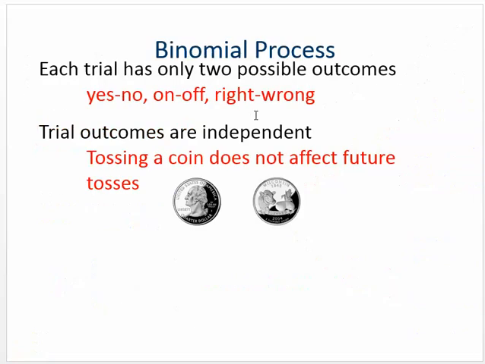Okay, the binomial process. Each trial has only two possible outcomes: yes or no, on or off, right or wrong. Trial outcomes are independent. Tossing a coin does not affect future tosses. What that means is, on the first toss, if I get a heads, that doesn't have anything to do with what's going to happen on the second toss. The second toss, I still have an equal number of chances.